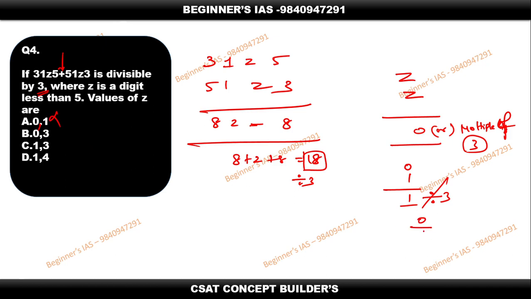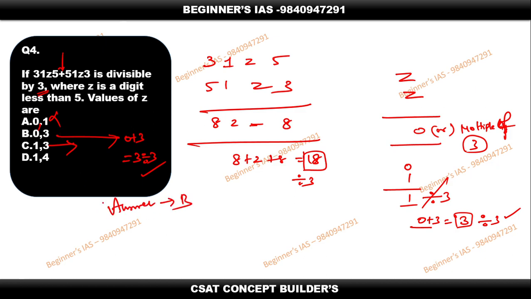Then 0, 3. 0 plus 3 is 3. Yes, this number is divisible by 3. This is an option. If you want, you can check: 1 plus 3 is 4, not divisible by 3. 1 plus 4 is 5, not divisible by 3. So the only option is 0 plus 3, which is equal to 3. It is divisible by 3. Therefore one possible value for z is 0, another is 3. Therefore the answer is option B, 0, 3.